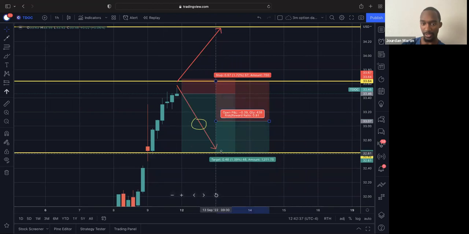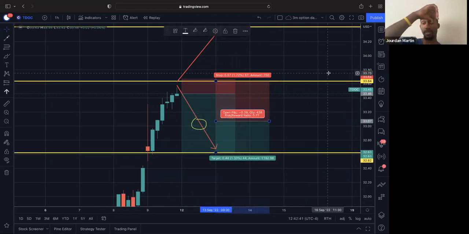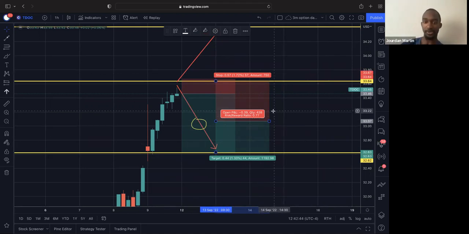And we're looking for price to come down here. So now our risk to reward is 77 cents, right? We're risking $1 to try to get 77 cents. That's not what you want to do.